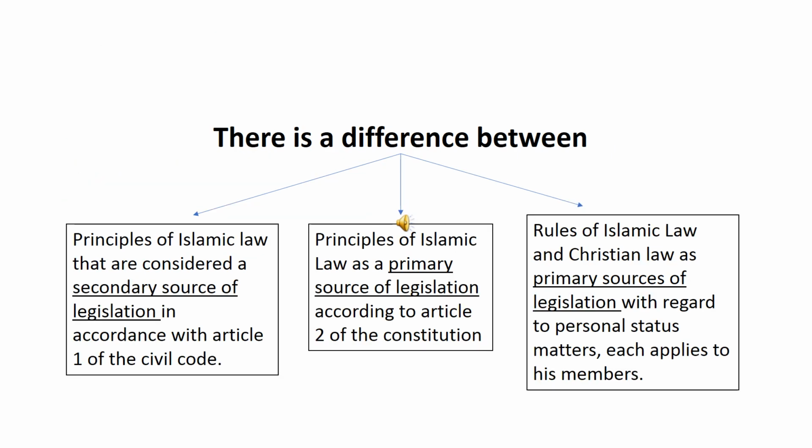There is a difference between principles of Islamic law that are considered a secondary source of legislation in accordance with Article 1 of the Civil Code, and principles of Islamic law as a primary source of legislation according to Article 2 of the Constitution. So what are the differences between the two references?